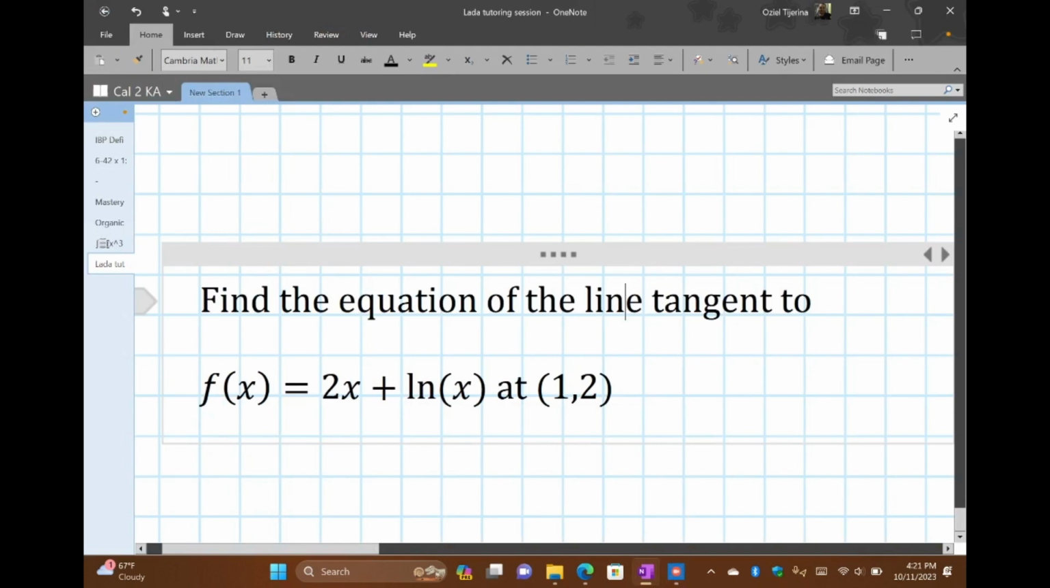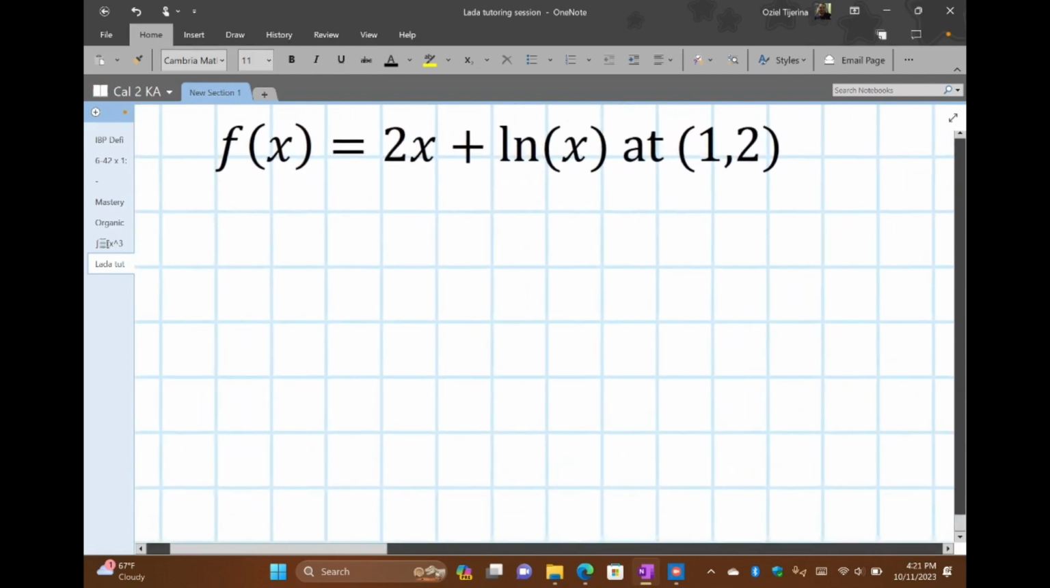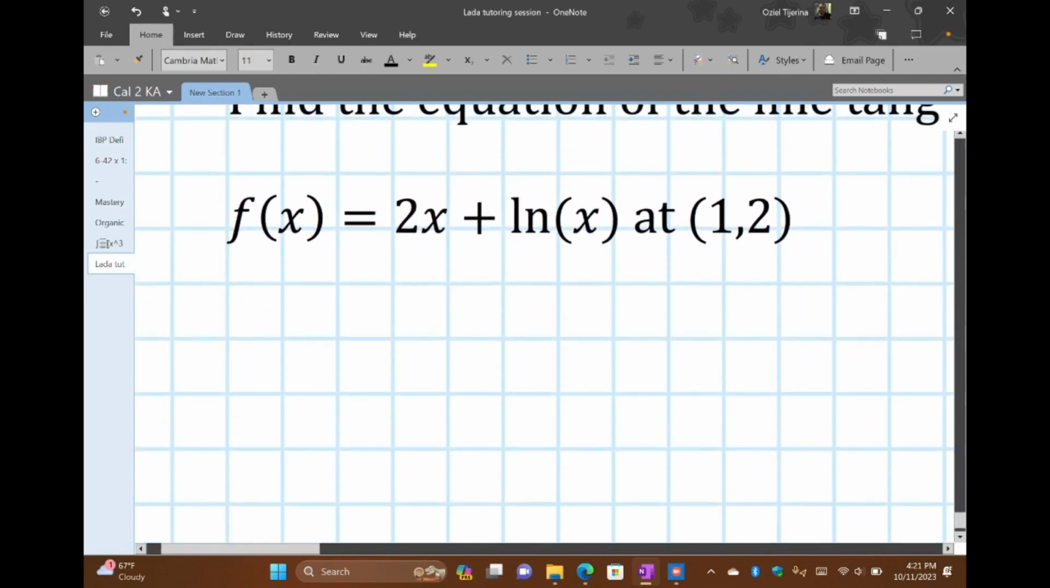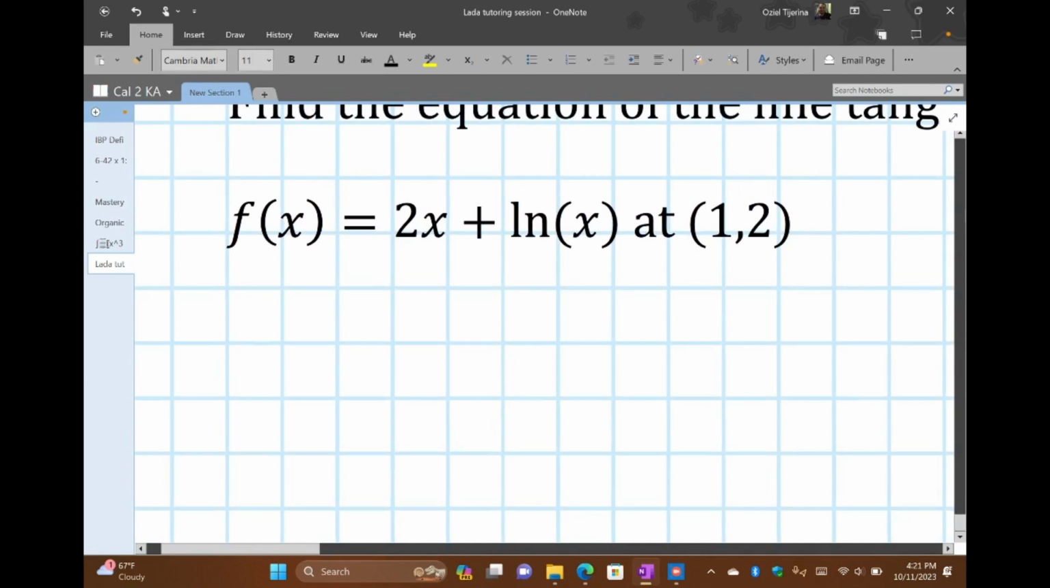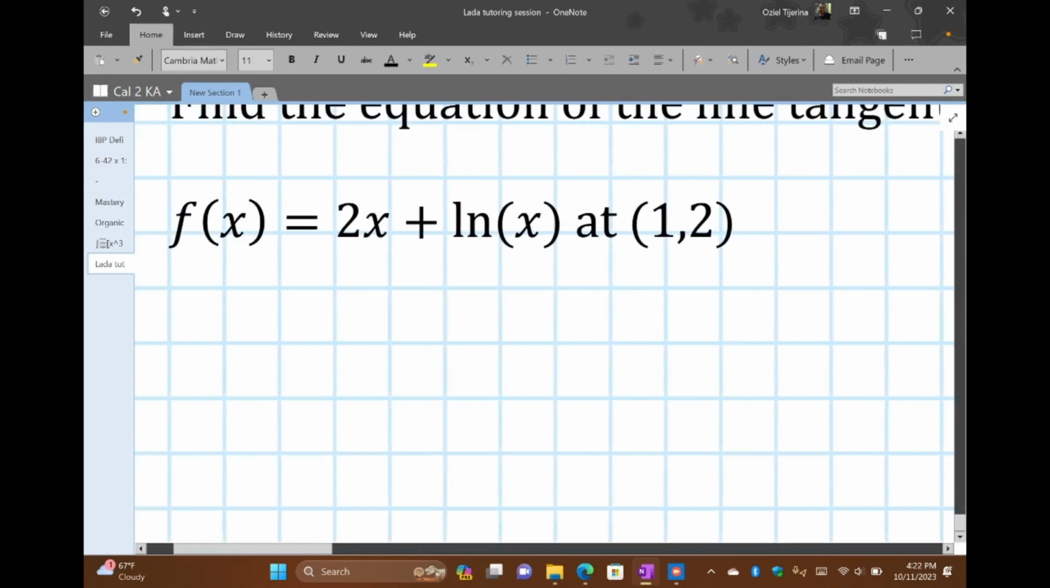So we want to find the equation of the line that's tangent to f of x equals 2x plus natural log of x at the point 1 comma 2. Here we want to make sure we understand the formula for the equation of a line that is tangent at a certain point.